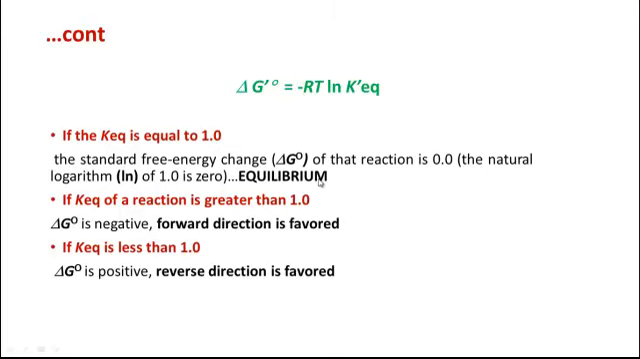On the other hand, if the value of the equilibrium constant of a reaction is greater than 1, this means that the value of delta G is negative and the reaction would proceed in a forward direction. Whereas if the value of the equilibrium constant is less than 1, then the value of delta G will be positive and the reaction will proceed in the reverse direction.